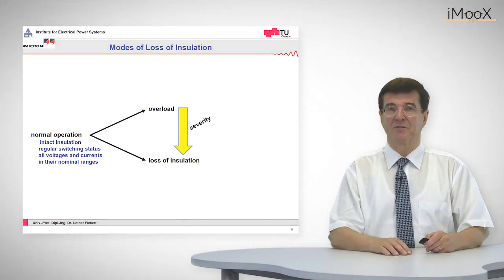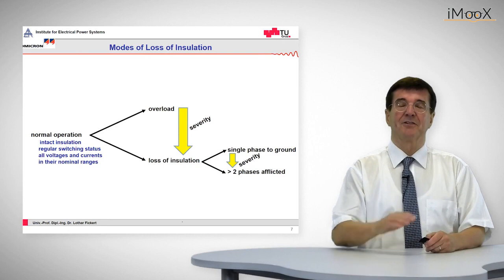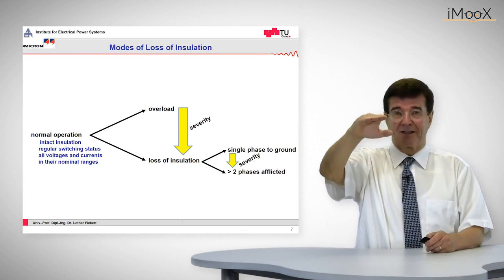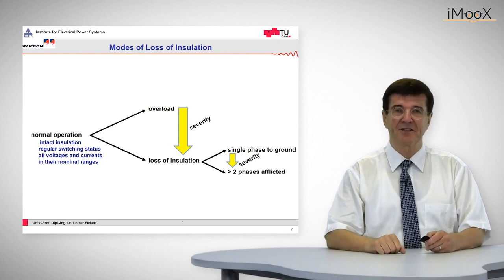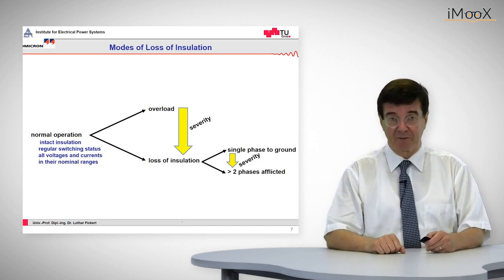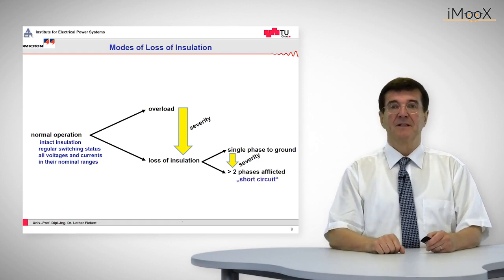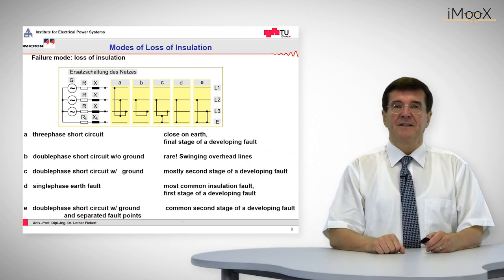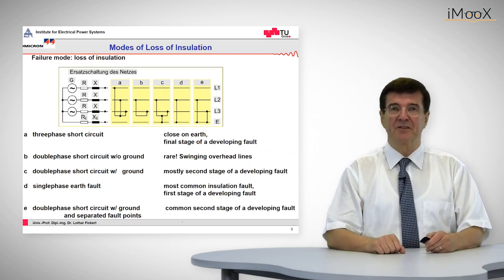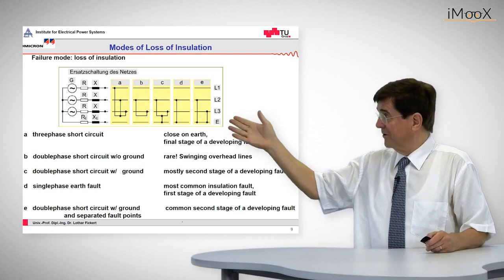Let's start with the overload. Overload means that the current goes slightly above the nominal current level and then is reduced, whereas in the loss of insulation we have either a single phase to ground fault or a multiple phase to ground fault, which are also called short circuits. The classic classification of these is, as we can see, on my right side.